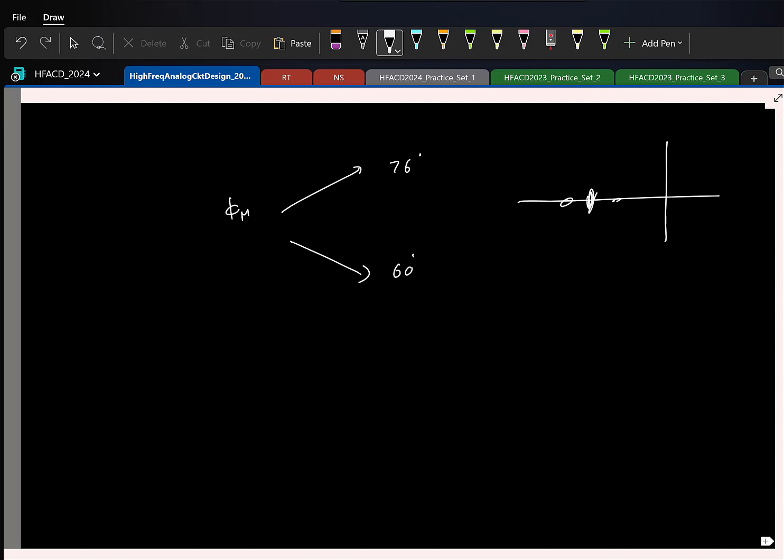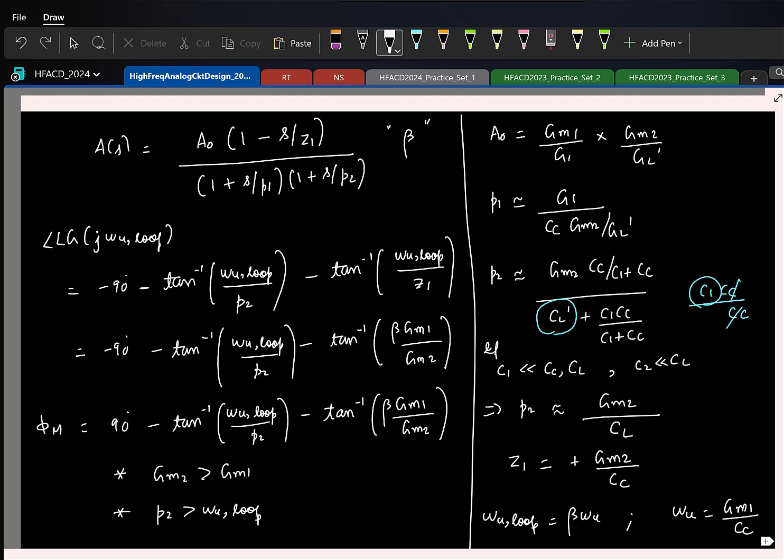While designing this two-stage, wasn't the whole point to sacrifice the gain of the second stage so that you have a higher gain overall? Correct. Gain of the second stage you are sacrificing, but you don't want it to be less than 1. If it's less than 1, you are losing the overall gain. But in this case you're making G2 greater than G1, so aren't you sacrificing? No, we are not making G2 greater than G1. Where did we assume? GM2 greater than GM1, right? GM1 is the transconductance of the first stage.